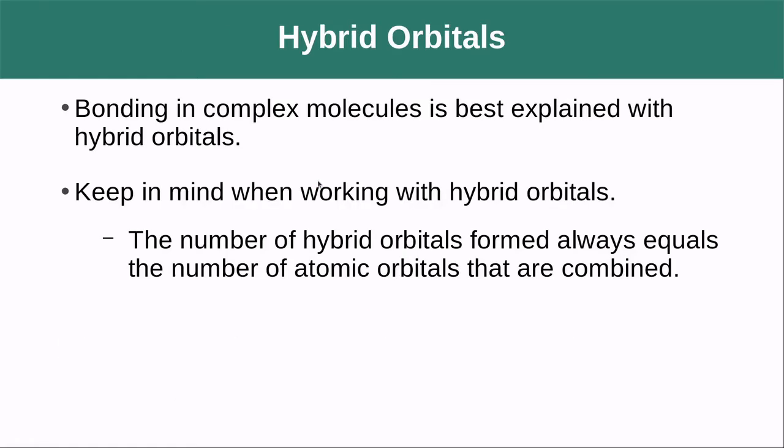So we introduce hybrid orbitals. And this is where we're going to combine together orbitals of different kinds, s and p's and so on, to make a hybrid orbital, which is essentially like the mathematical addition of those two areas that the orbitals would occupy. One thing to keep in mind when working with hybrid orbitals is that the number of hybrid orbitals formed always equals the number of atomic orbitals that are combined.